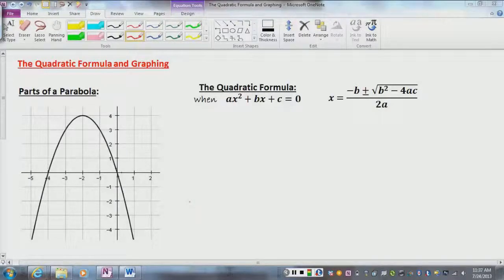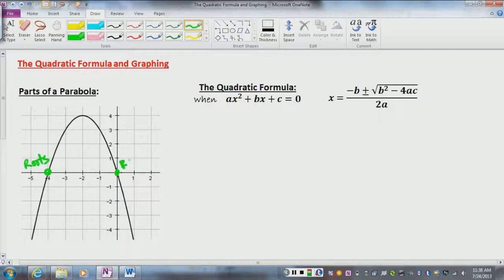In this video, we're going to talk about the quadratic formula and how it relates to graphing. We're going to start off by talking about the different parts of a parabola. Now, the first thing that we're going to talk about are our x-intercepts, also known as roots.